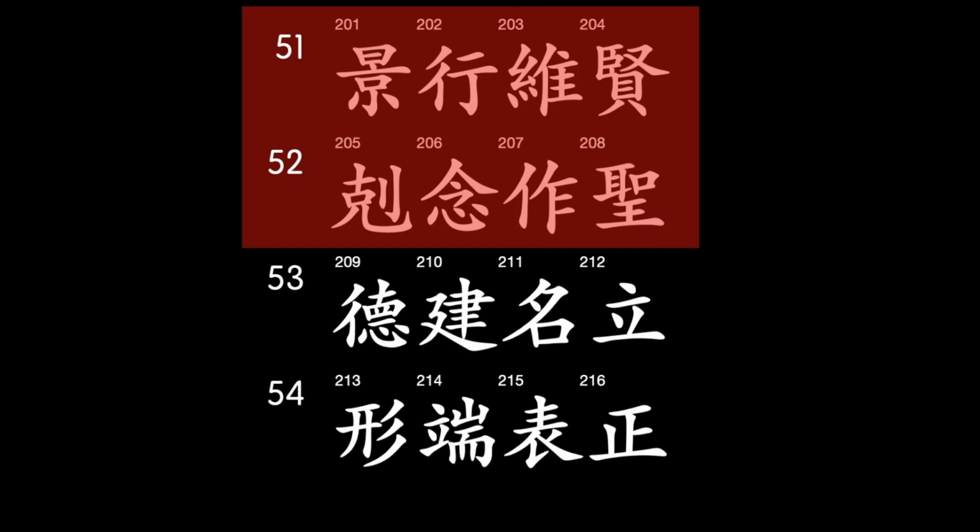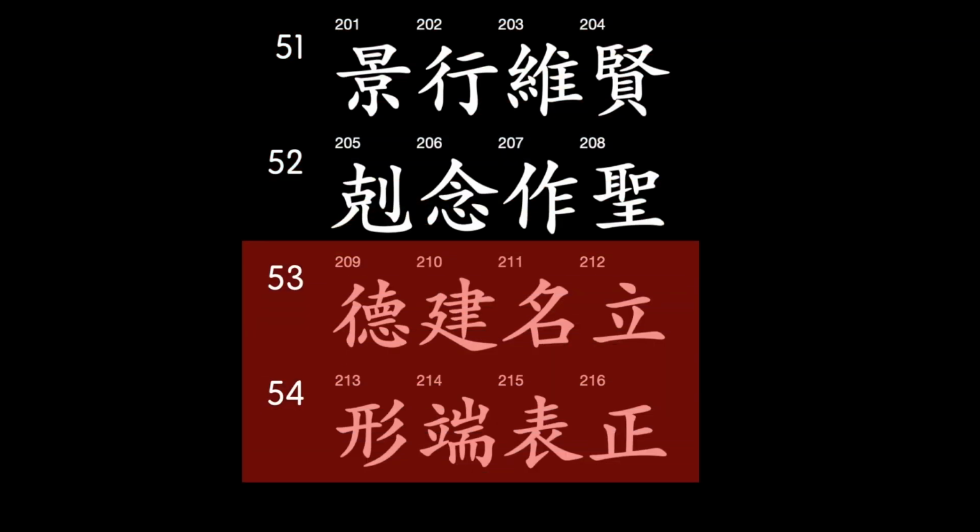In this lesson, we looked at lines 51 and 52, devoted to nobility and mindfulness. In the next lesson, we'll look at lines 53 and 54, which suggest how virtuous deeds build a reputation. And further, that we need to maintain a good appearance while acting in a correct way.